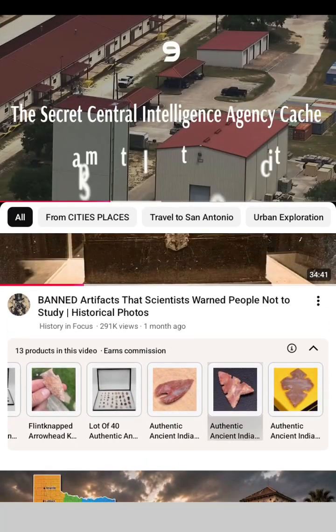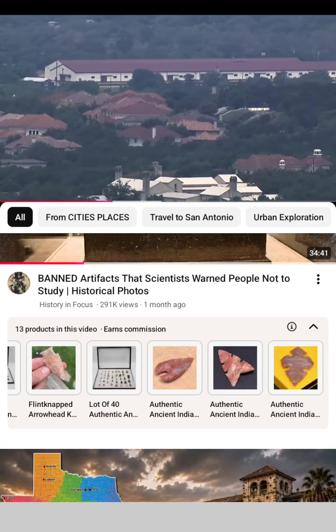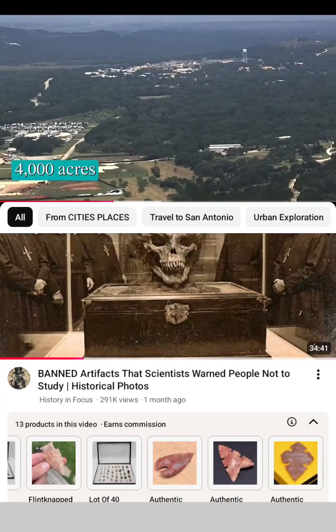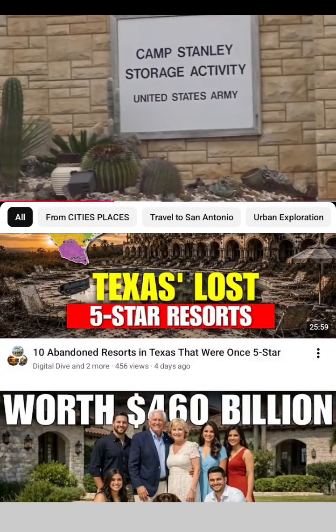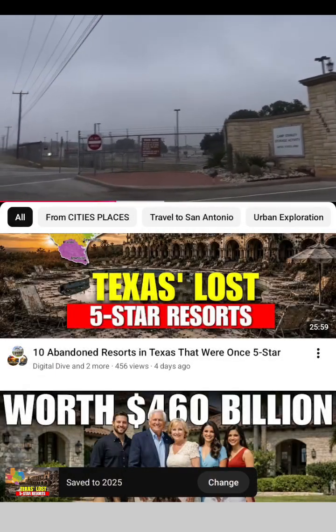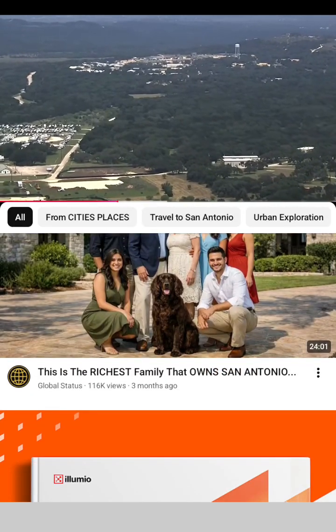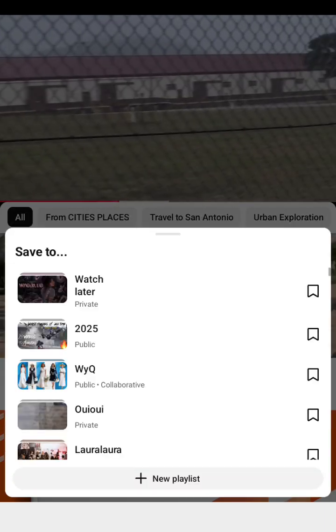9. The secret Central Intelligence Agency cache at Camp Stanley Storage Activity. Deep within the rolling terrain of northwest Bexar County lies a heavily fortified military installation consisting of 4,000 acres that is entirely shrouded in extreme federal secrecy. Camp Stanley Storage Activity is a government-owned facility protected by multiple layers of razor wire, high-tech motion sensors, and armed security patrols. While the official military mandate describes the location as an ordnance storage and quality testing depot for weapons and ammunition, historical declassified documents reveal a far more astonishing purpose.